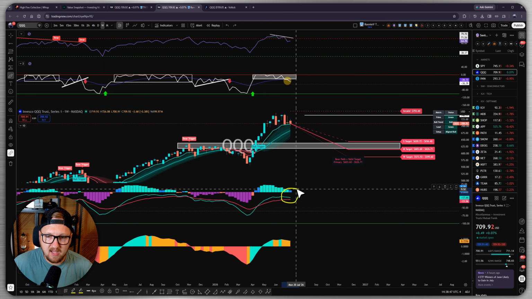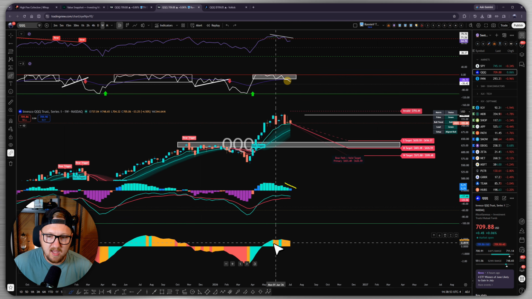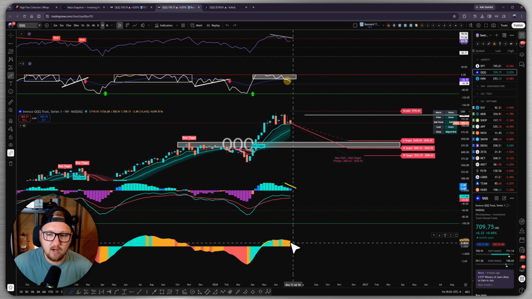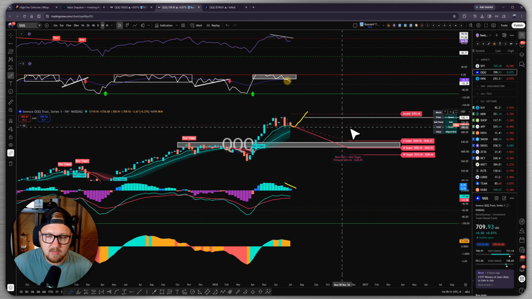Our matrix indicator is starting to decelerate on the histogram. And our temperature is starting to go from teal, which is super bullish, to, let's call it orange, where orange is starting to say, hey, things are drying up a little bit. Does this mean that we can't just reverse here and continue higher? No, it doesn't mean that we can't.